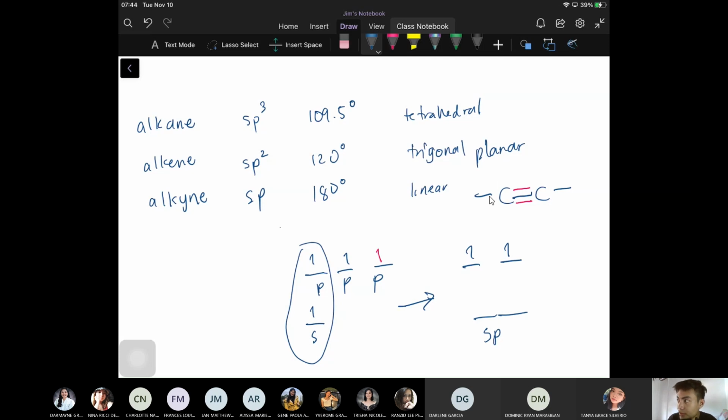So yan. Dalawang bonding groups ang kaya gawin kasi sp hybridized orbital lang yan. The use of the 2 other electron orbitals ay to create the triple bond. So, yung isa, ito yon. Yung isa, ito yon. So, anyway, yan.